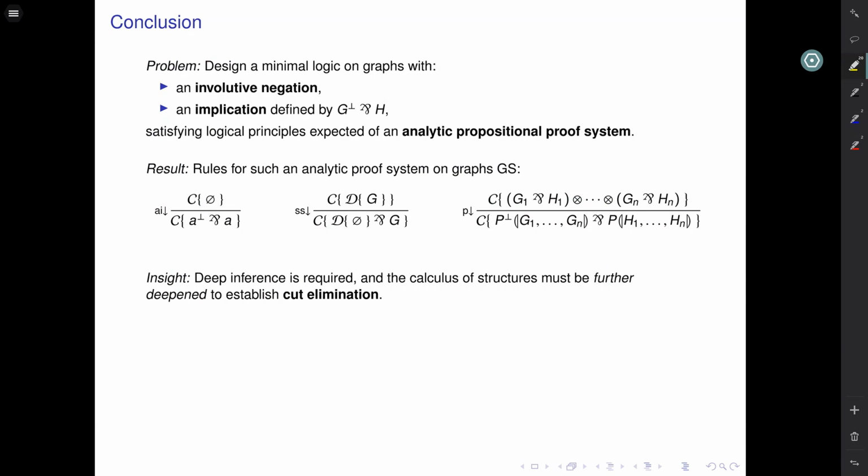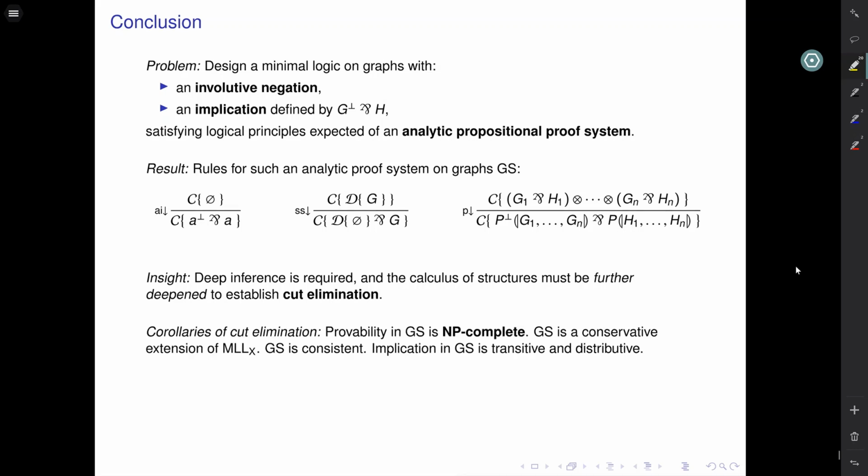So we've actually generalized further the calculus of structures, which is the basis of deep inference, in order to establish cut elimination here. From cut elimination, we obtain the following results about our system. Firstly, provability in GS is NP complete. We didn't mention this previously.